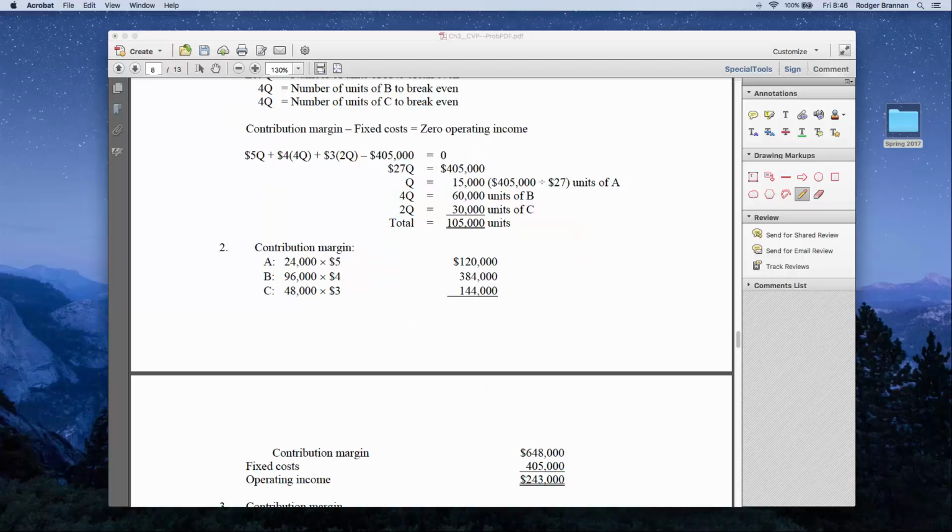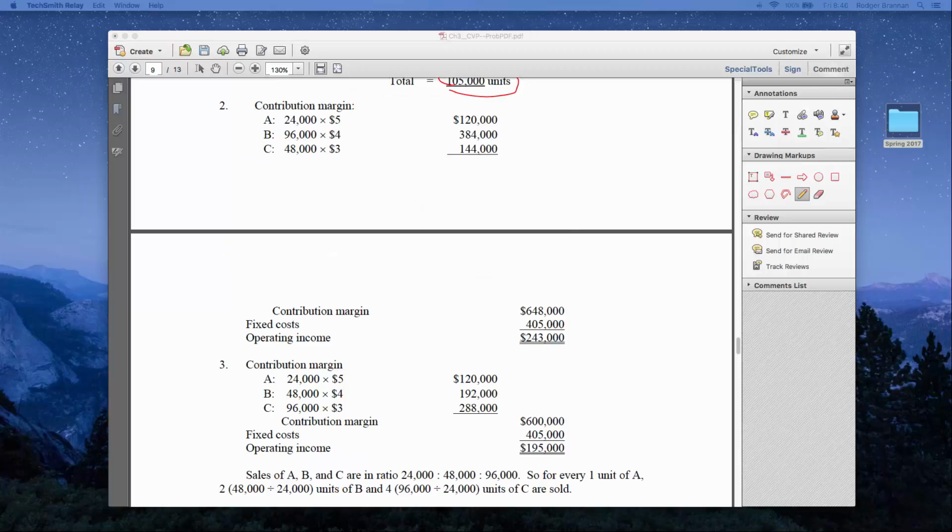So in this case, at the break-even point, they would have to sell 105,000 units in total. Now, since they're selling 168,000 total, we can obviously conclude that they're operating well above the break-even point. And that's demonstrated here in part number 2, where they ask you to use this contribution margin format to determine the operating income of the company. Well, it's not surprising that they're operating at 243,000, given that 105 is the break-even point and they're selling 168,000, substantially above that.